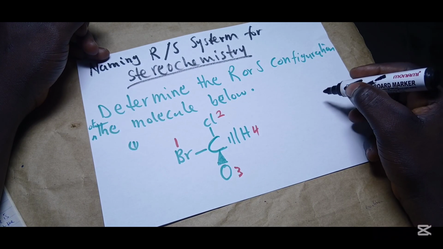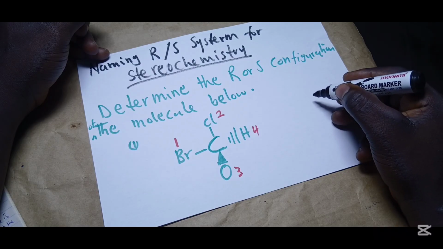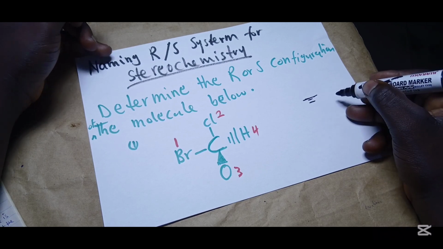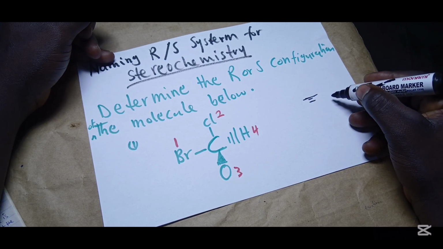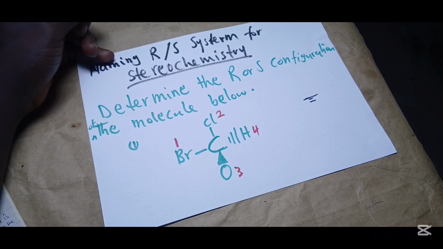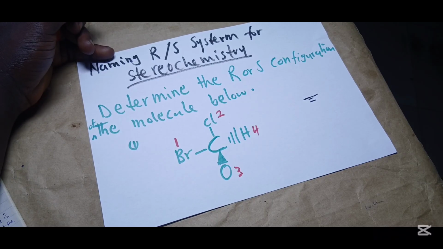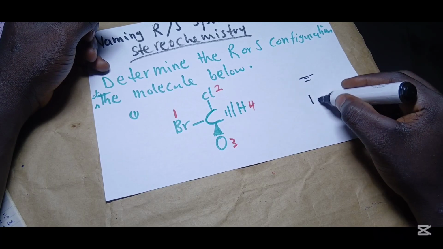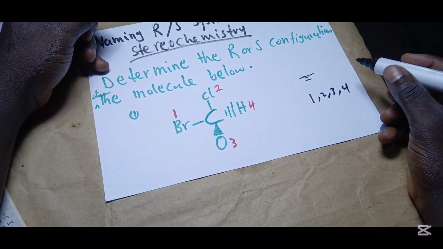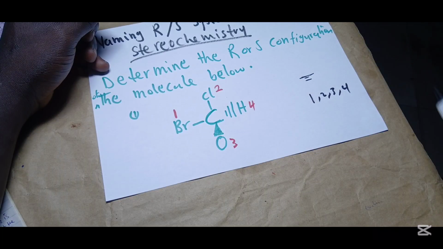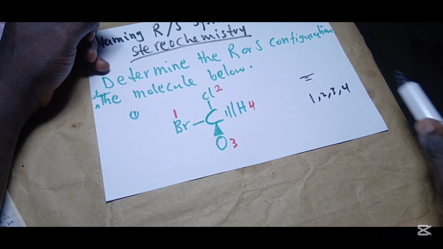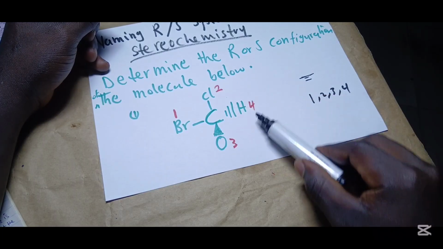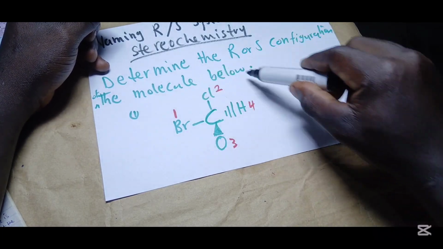The third thing you want to do is to look at your priority number 4. If your priority number 4 is on the dash wedge, then you have no problem. Aside from it being on the dash wedge, then you have to do something to it. So now we count the priorities from 1 to 2 to 3 to 4. So we are counting to see whether it is going clockwise or anti-clockwise. So from 1 we go to 2, 2 to 3, definitely you could see that it is going clockwise.